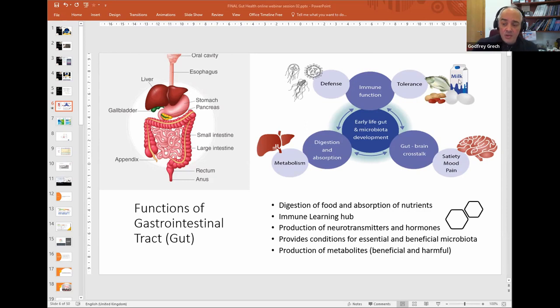Okay, so if you see the full function image here, the gut and the associated microbiota are important for digestion, absorption, and metabolism. They are also important for gut-brain crosstalk, so important for mood, satiety, and pain, the neurotransmission part, and also important for immune function, both as defense, as the learning hub, and in terms of tolerance, which is extremely important in allergy. Good.